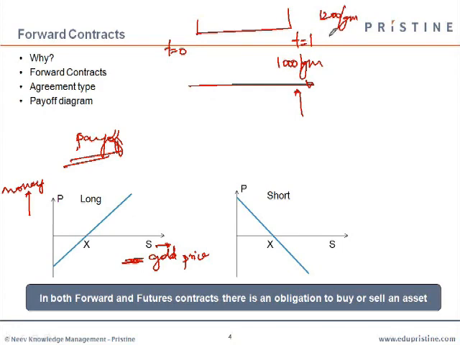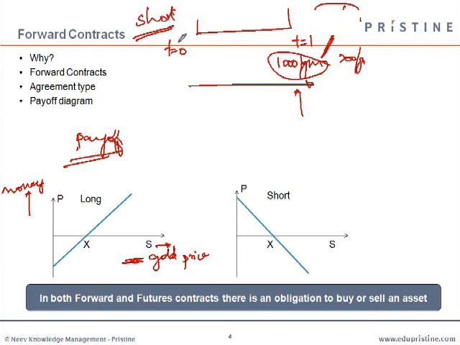Why? Because in the absence of the agreement, he would have to pay 1200 rupees per gram to buy gold. But because he entered into a forward contract, he is now only supposed to pay 1000 rupees per gram. So there is a benefit of 200 rupees per gram to the party which is long. All right? On the other hand, if you look from the party which is short, it's the other way around. In the absence of the forward contract, he would have simply sold gold at rupees 1200 per gram. But because of the forward contract, he is now forced to sell at a lower price, rupees 1000 per gram. So basically, the party which is short has lost rupees 200 per gram.